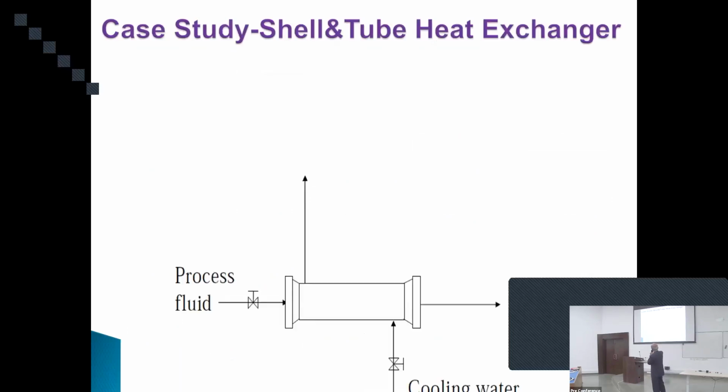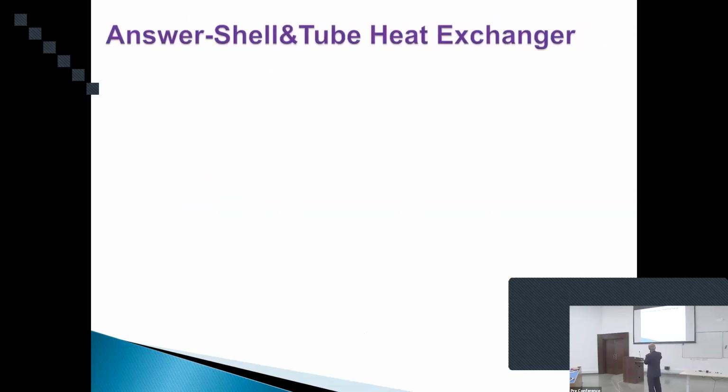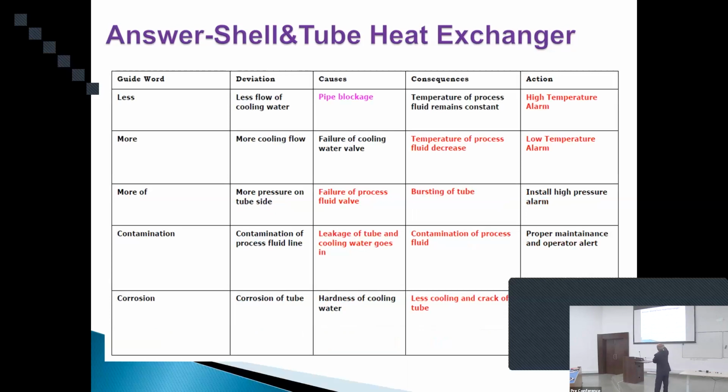Similarly, the shell and tube heat exchanger is very common in all our process industries. The same way: less flow of cooling water, pipe blockage, temperature of processing fluid remains high. A high temperature alarm, if that alarm is there, will tell you there is a problem with the heat exchanger, that flow is not there. More flow: process temperature decreases. Corrosion of tubes, hardness of cooling water, that is also a reason. Less cooling and cracks of the tubes: proper maintenance. You have a cooling water treatment program by which corrosion doesn't take place.